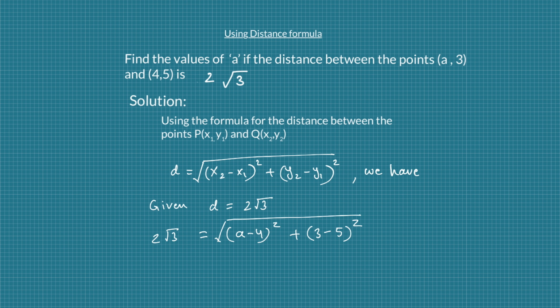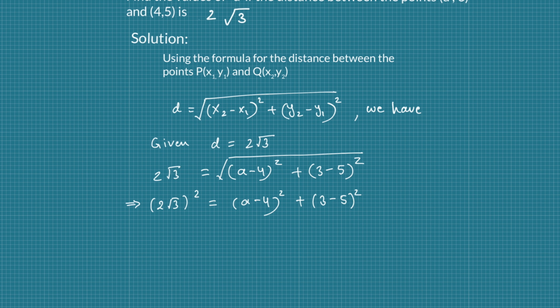Squaring on both sides gives (2 root 3) squared equals (a minus 4) squared plus (minus 2) squared, which is equal to 12 equals (a minus 4) squared plus (negative 2) squared.